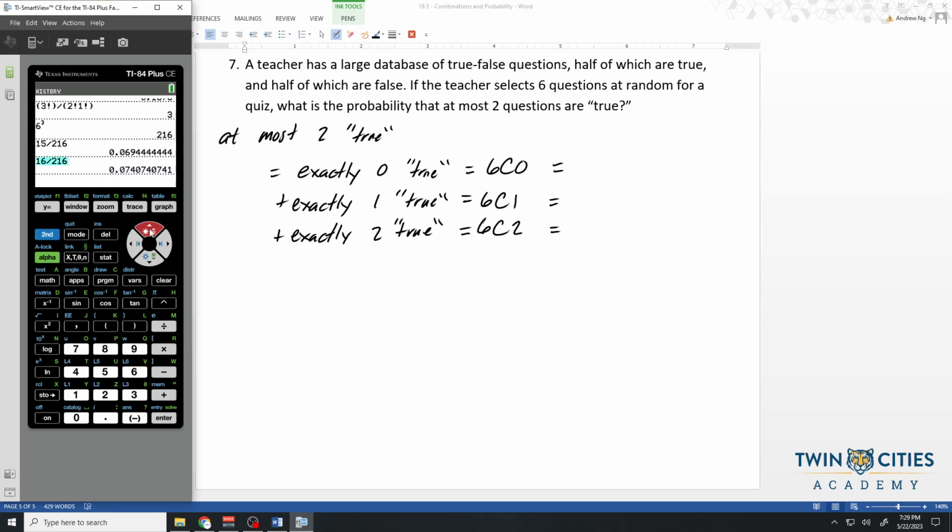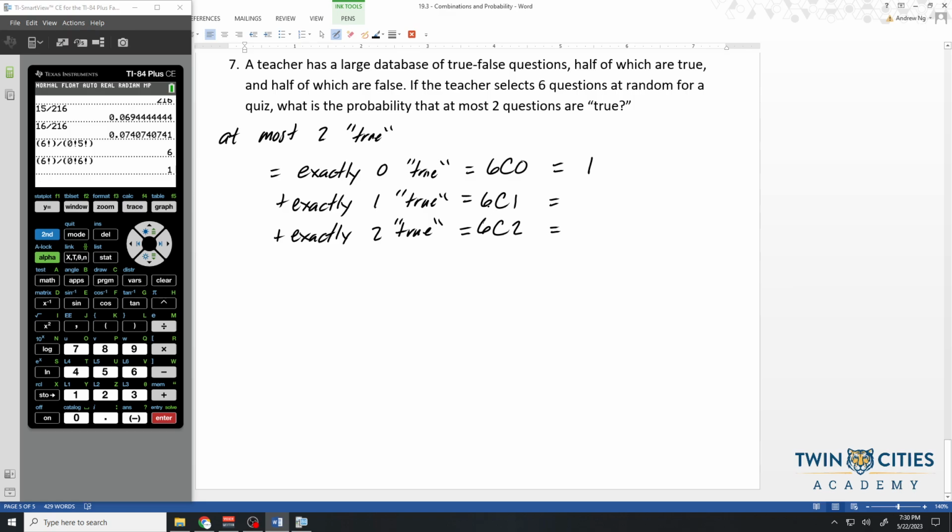Okay. Do this. 6, 0 of those, and 5 remaining here. This is 6. Oh, no. Sorry, this is a 6 here. There's one way to do this, which makes sense. To get exactly 0 true, there's only one way to do that. You get all of them false.